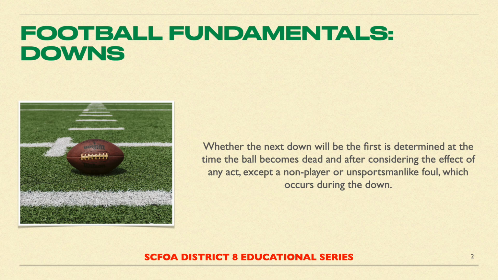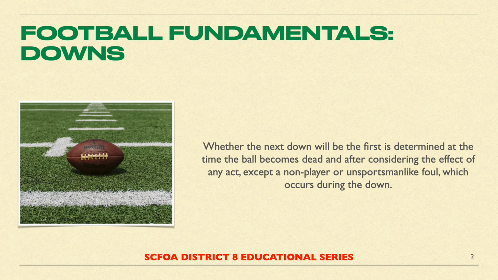The next downs fundamental: whether the next down will be first is determined at the time the ball becomes dead after considering the effect of any act, except a non-player or unsportsmanlike foul, which occurred during the down. When a new series is awarded to either team, they have 4 downs in which to reach the line to gain, or the LTG. As you know, the line to gain is 10 yards from the spot of the ball when placed for first down, or the goal line if the ball is to be put in play on first down inside an opponent's 10-yard line.